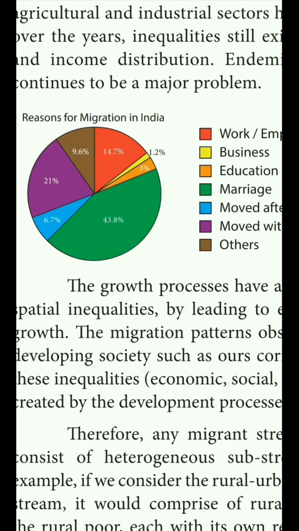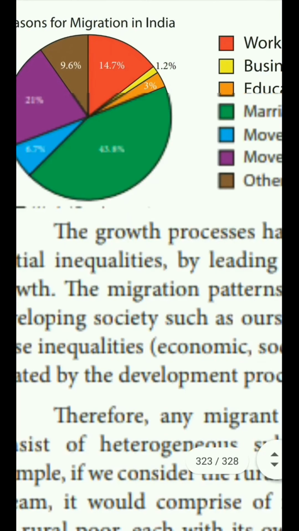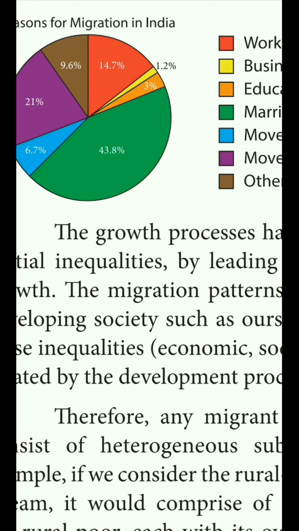For marriage, how much percentage? 43.8 percent. Next, 6.7 percent moved after birth, and 21 percent moved with the household, and 9.6 percent for other purposes. They are moving from one place to another. Among these, which one is more? The marriage, that green color, can you see? That is the most. Mostly the migration has happened for marriage.